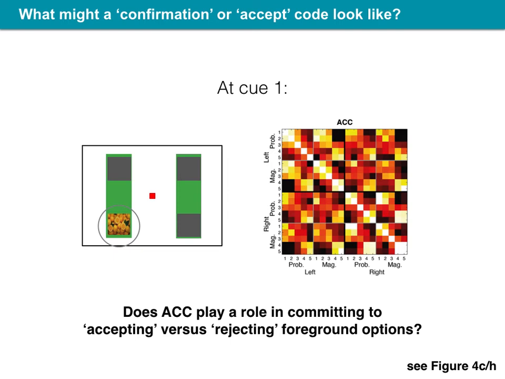And so that made us wonder whether this signal that we were seeing at Q1 wasn't really reflecting value per se, but instead something closer to confirming or disconfirming a hypothesis about whether to accept the option which is currently in the subject's foreground, the one which they first attend to. So this is again speaking to that idea of decision making from an accept versus reject framework. Okay, so that's the hypothesis, but what we sought to do was to test this idea in more detail as the subject progressed through the trial, as more cues were being revealed.